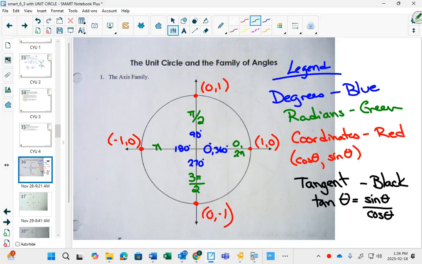So now I could ask you the same question about sine. Sine of 3 pi over 2. You would say, okay, on my unit circle, 3 pi over 2 is here at the bottom. Here are my coordinates. And my big idea says that sine of theta is my y-coordinate. So sine of 3 pi over 2 is negative 1. And finally, we'll add tangent.